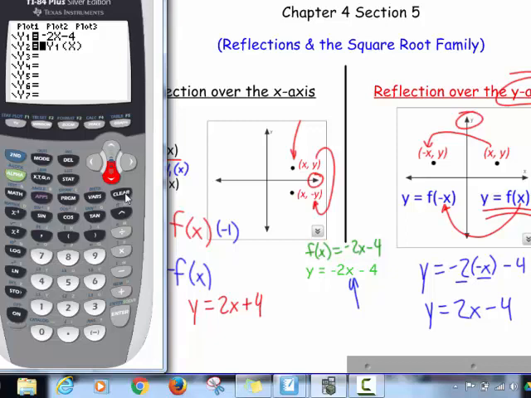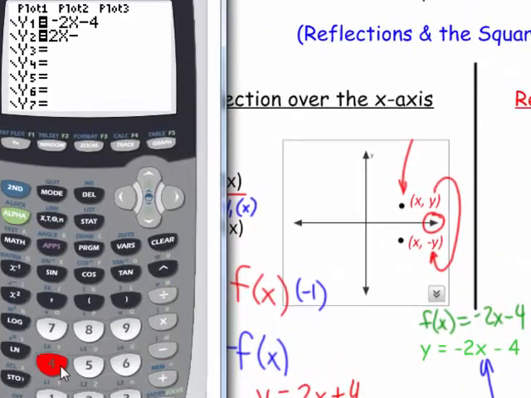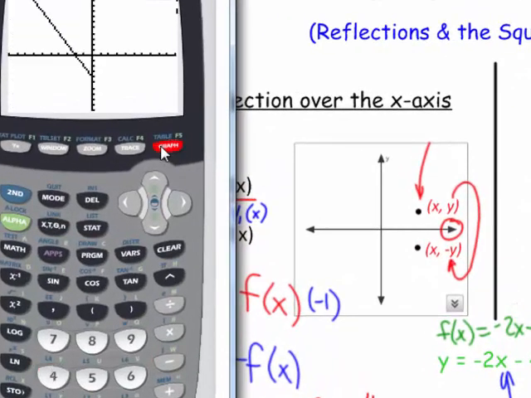I'm going to get rid of this one. So let's just graph what we got. So 2x minus 4. And it should mirror over the y-axis now. Perfect. This is like your mirror reflected over.